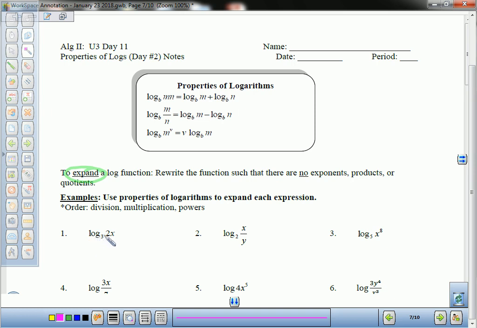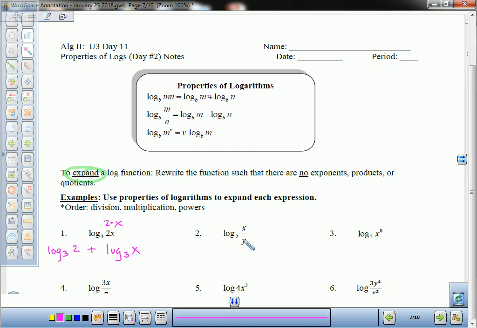So here I have log base 3 of 2x. Now 2 right beside an x, doesn't that mean 2 times x? Yes. Okay, so I have multiplication. If I am expanding this, I can rewrite this multiplication as addition, because when I multiply like bases, what do I do with the exponents? I add them. So multiplication becomes addition. So I expanded it. I started with a single log, and now I have the sum of 2 logs. Make sense? All right, next one.